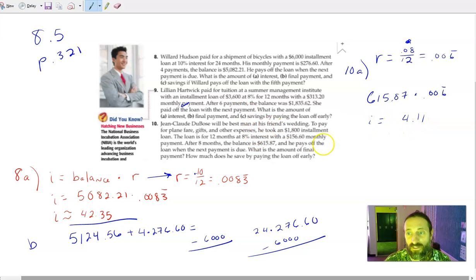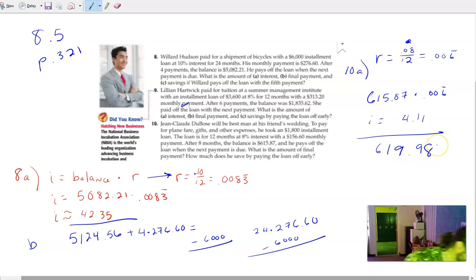And then what does that mean for the final payment? Well, I would add the $4.11 to 615.87, and my final payment would be 619.98 if I rounded it correctly. And there you go.